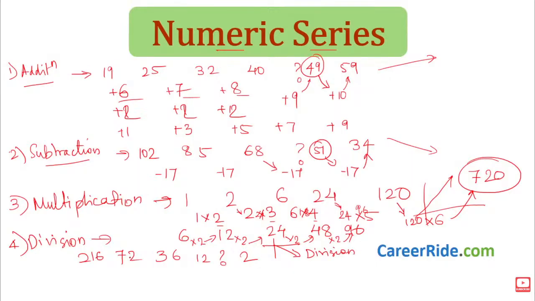Okay, let us see what division. 216 when it is divided by 3, you will get 72. 72 when you divide by 2, you will get 36. 36 again when you divide by 3, you get 12. So divide by 3, divide by 2, divide by 3, divide by 2. Answer here it will be 6. Again divide by 3, you will get answer as 2. So our answer is correct. Here the answer will be 6.